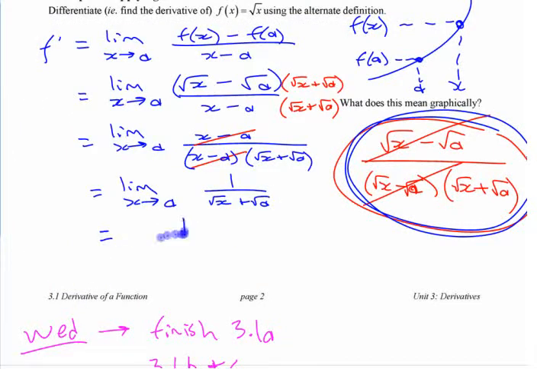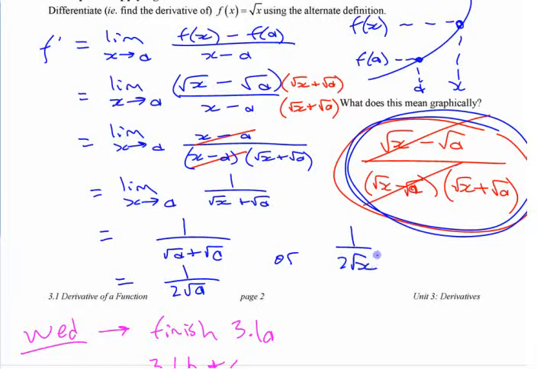Okay, if you make this now 1 over root a plus root a, you get 1 over 2 root a. 1 over 2 root a, or in other words, 1 over 2 root x. For this function here, square root of x, its derivative is 1 over 2 root x. That's kind of a way to use that alternate definition like that.